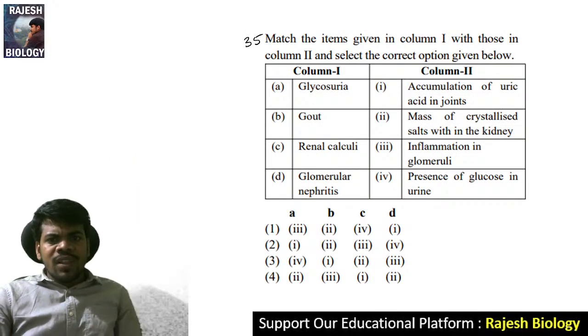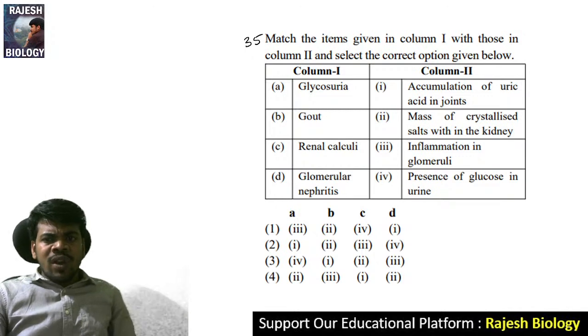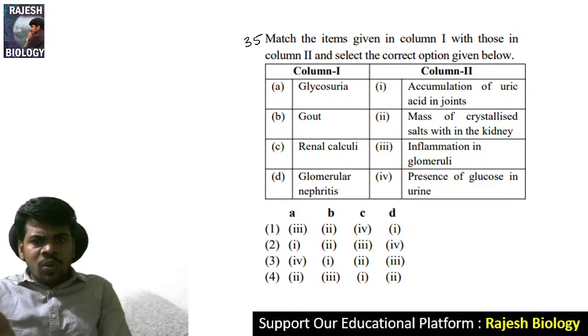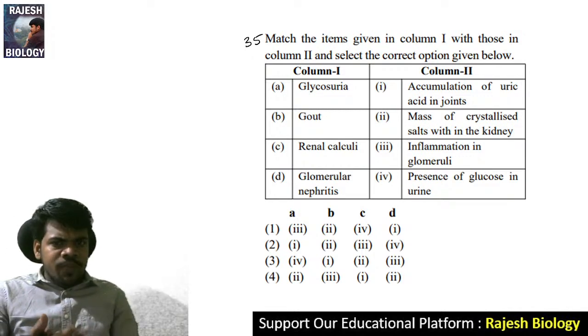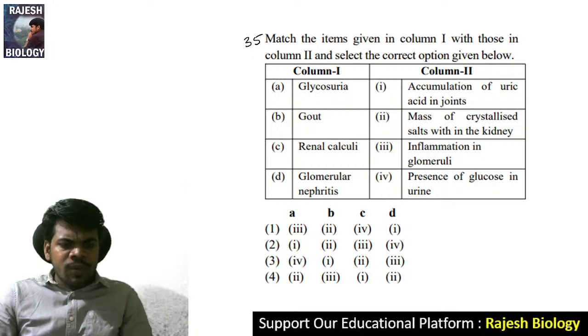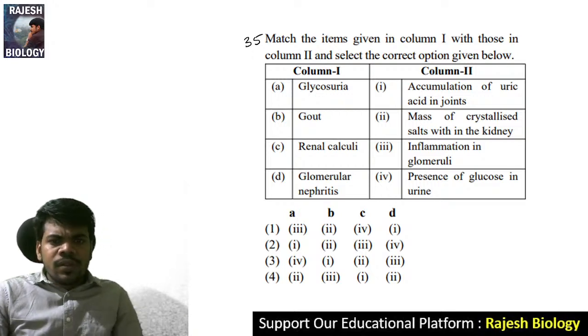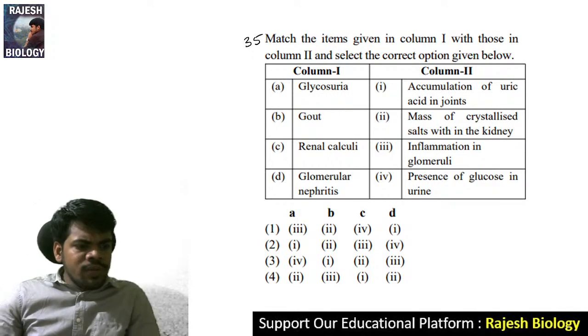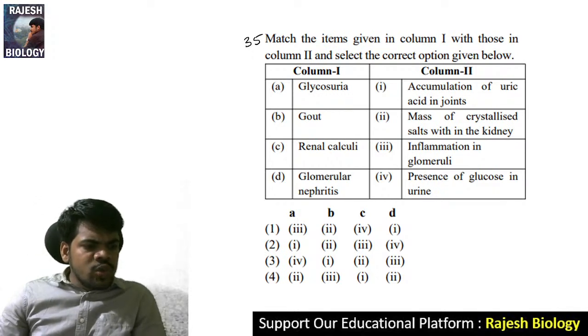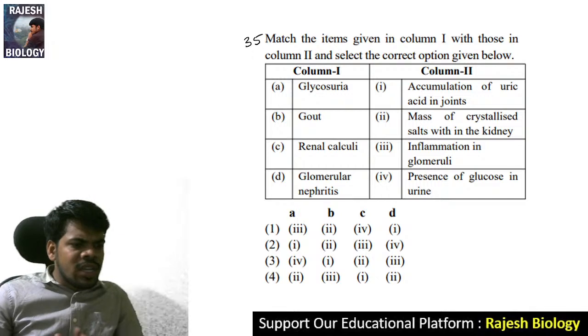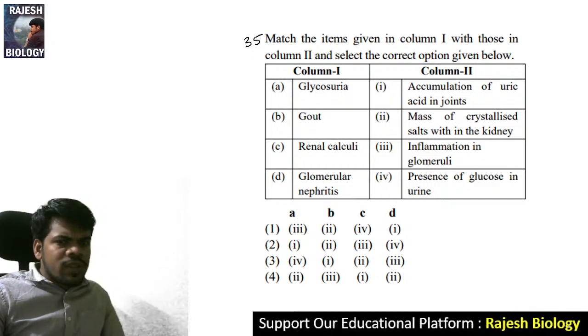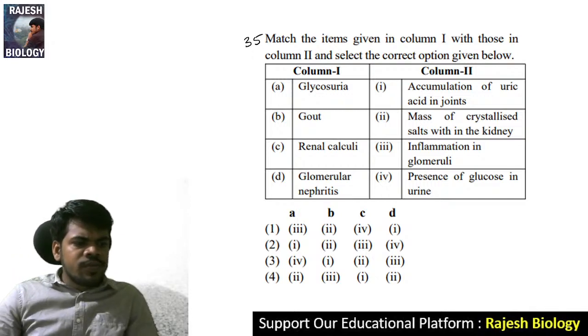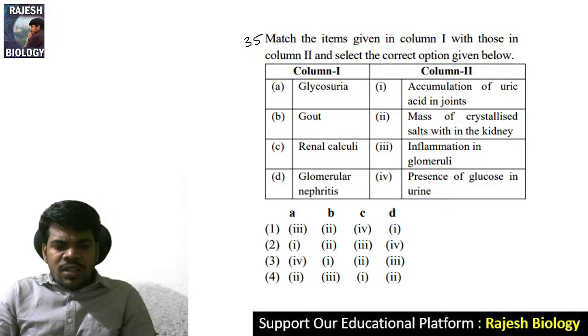35th question. Match the items given in column 1 with those of column 2 and select the correct options given below. Akshaya, Chinnu, Saujanya, Gnaneshwari, Nagajyoti, this is the question for you. Match this.